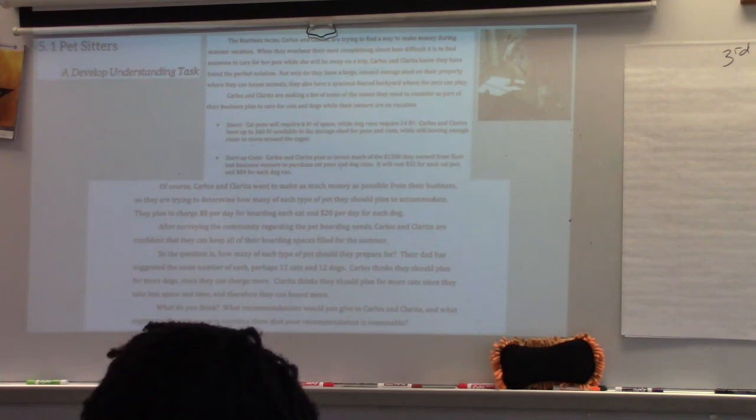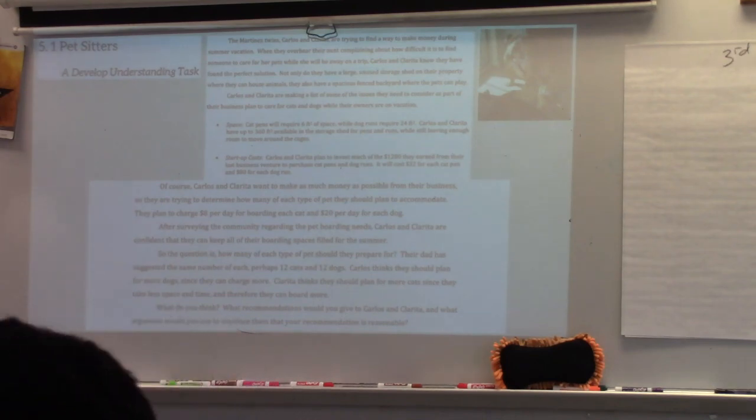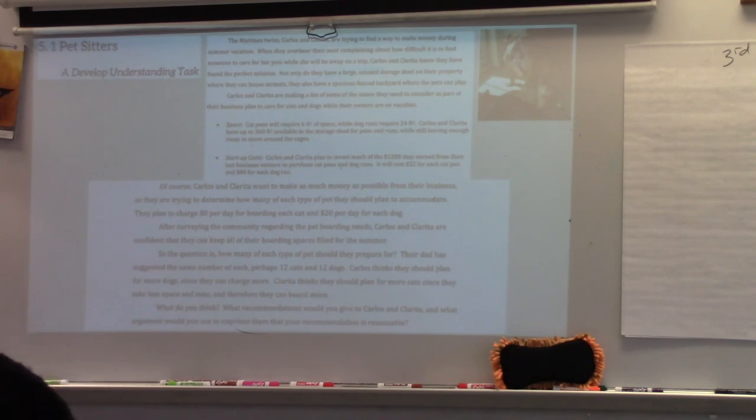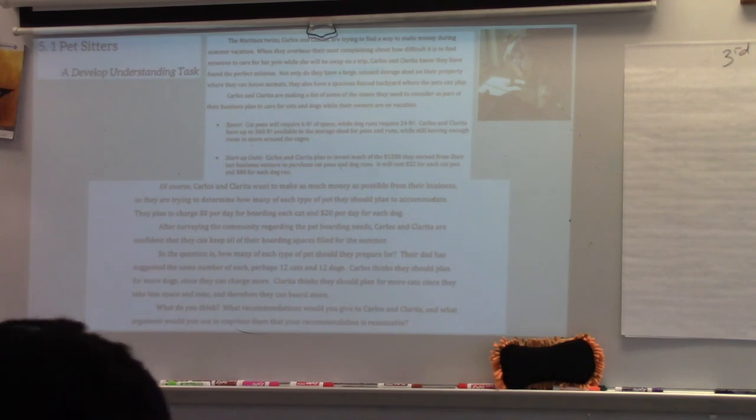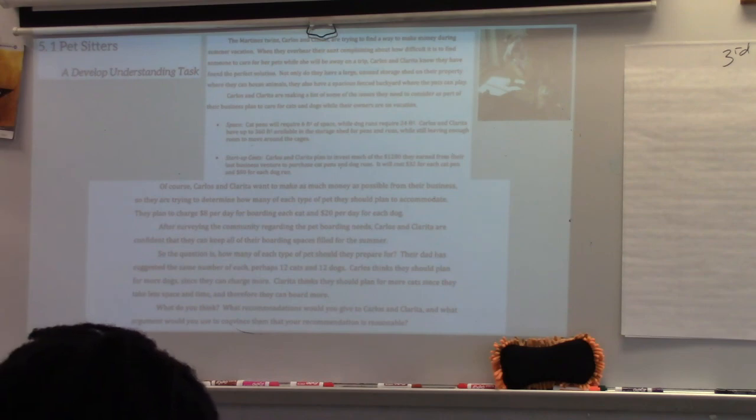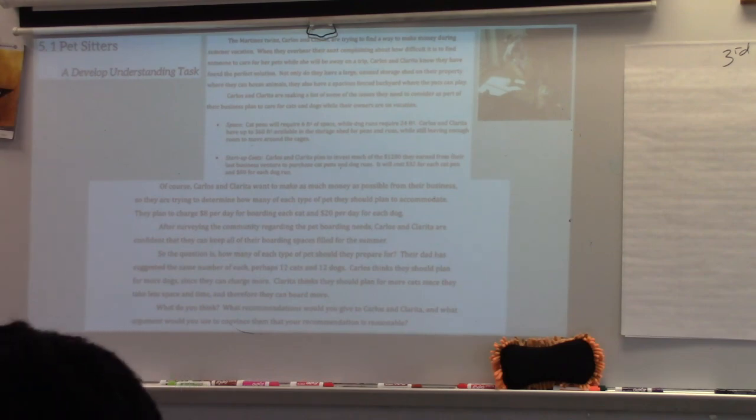Those instructions make sense? So the combination of cats and dogs that made the most money and that worked, and a combination of cats and dogs that did not work because of one of the constraints. Sound good? Alright, go ahead and start looking for that, identifying different values. You got it?